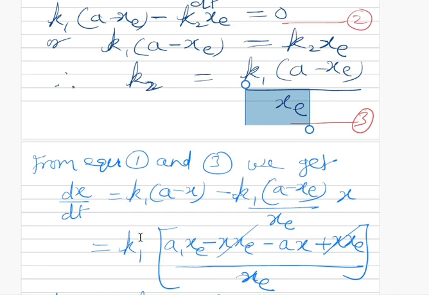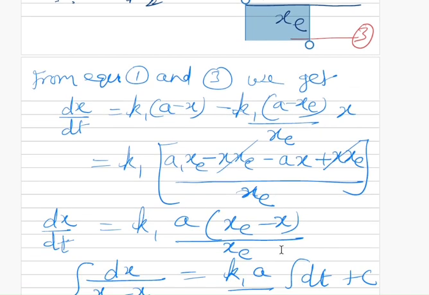Now that is equal to, if we take K1 as common, K1 into a xc minus x xc minus a x plus x xc divided by xc. So x into xc and minus x into xc get cancelled out, and what we get, dx by dt is equal to K1 into a into xc minus x divided by xc.